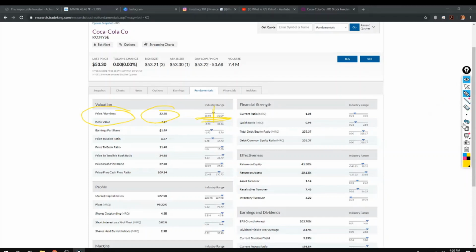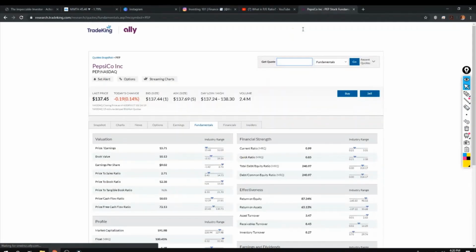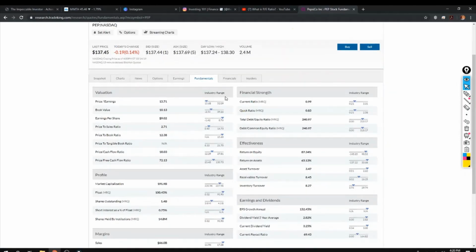Now, if you want to see something on the lower scale in the same industry, you can type in PEP. That is the ticker symbol for PepsiCo. PepsiCo is in the same exact industry. We have a price to earnings of 15.71. That means that you're getting more earnings per share. So basically, you're paying $15.71 to get $1 of earnings for this company, while at Coca-Cola, it was around $37 you had to spend to get $1 of earnings. This is on the lower portion of the industry average.